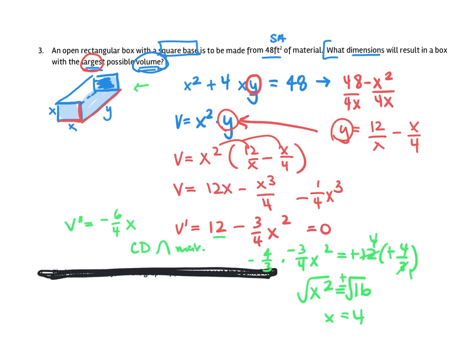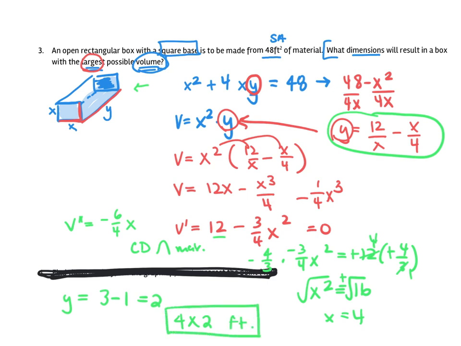Now I need to figure out my y value. So if I go back to this equation here and plug in 4 for the x, I will get my y. I could use any equation, but that's definitely the easiest. So now I have 3 minus 1, or a value of 2. So what I get is a 4x4x2 foot box. And there we go.